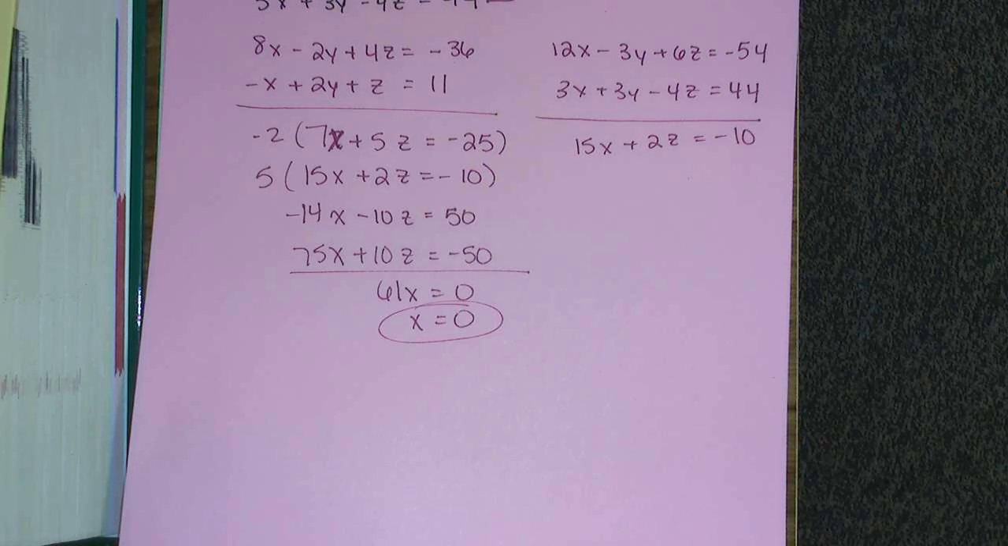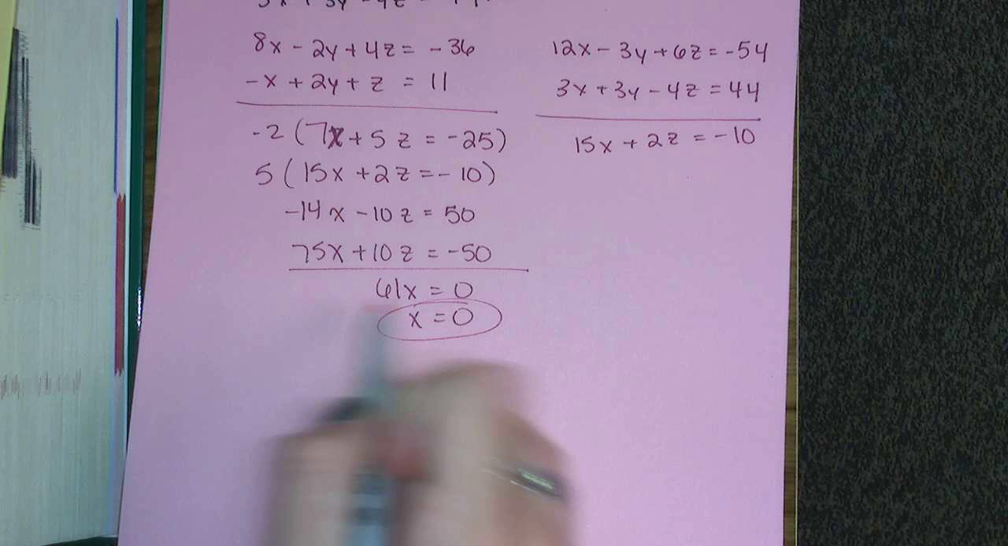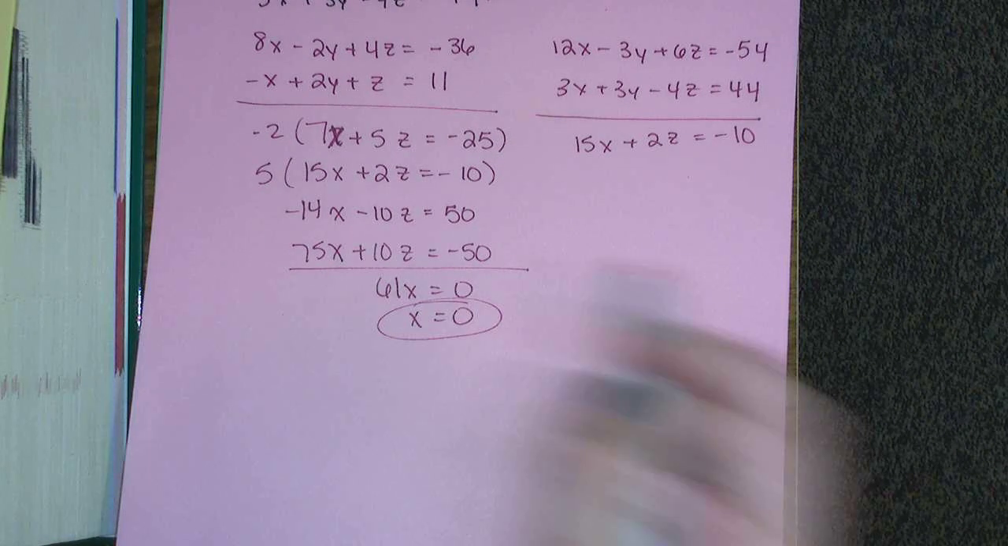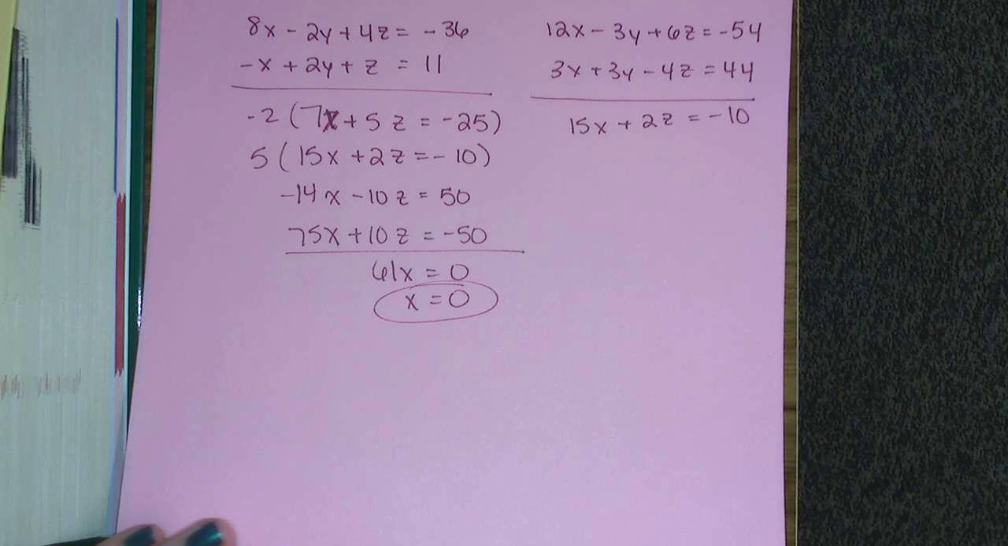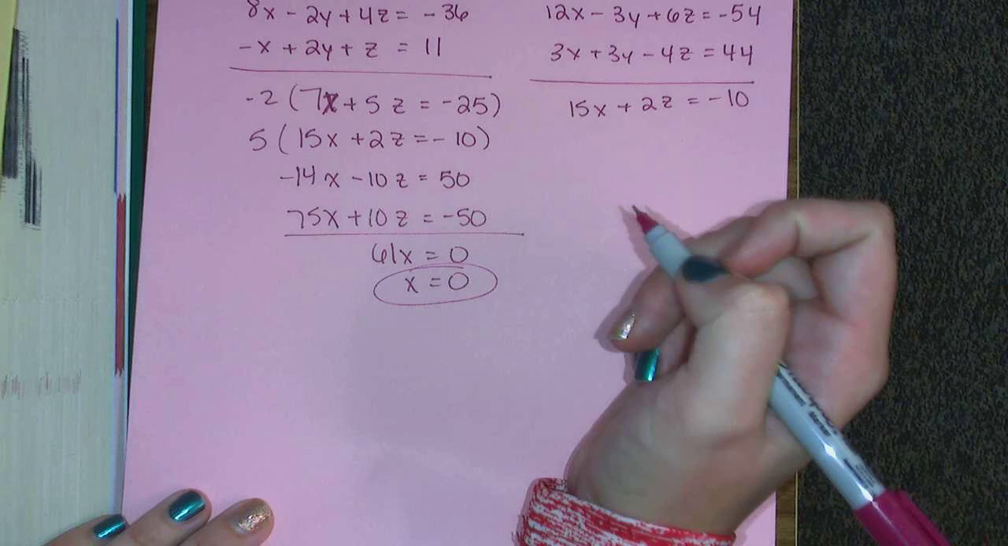Yeah, the variable can be equal to 0, but if everything canceled and gave me something like 61 is equal to 0, that's a problem. But x equal to 0 is not a problem. Okay. Now, what do I need to do with this number?